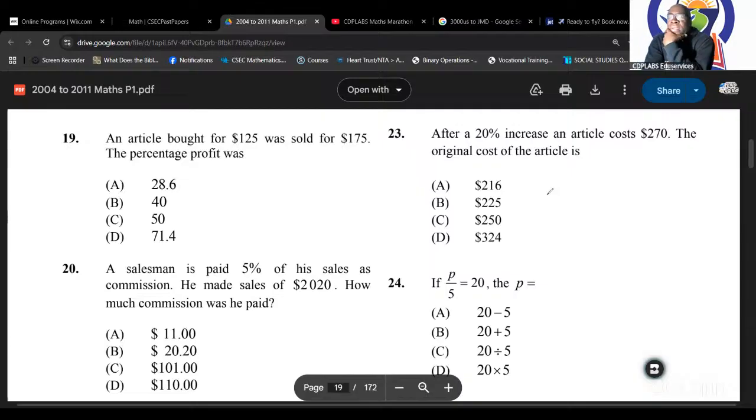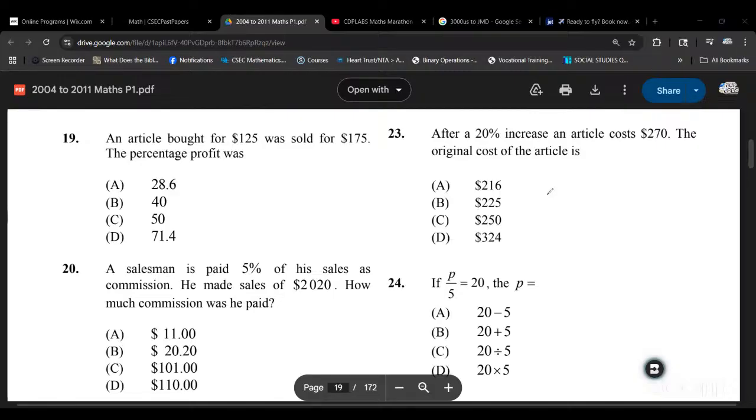It's after a 20% increase. After an article costs $270. That means that $270 is after the 20% was added. So we don't have the original cost of the article, so you cannot find 20% of that, because that 270 includes the 100% plus the 20%. Are you following me? Yes, sir.